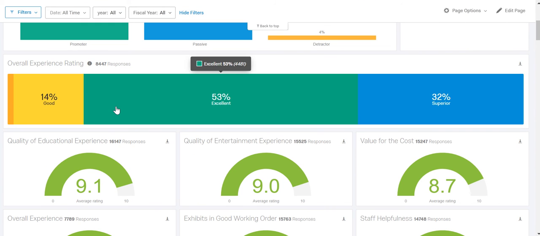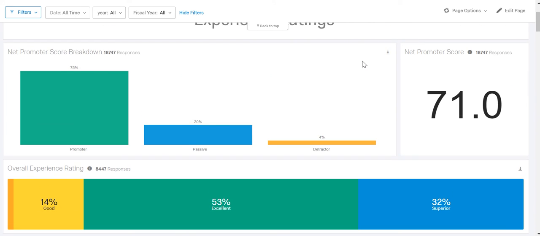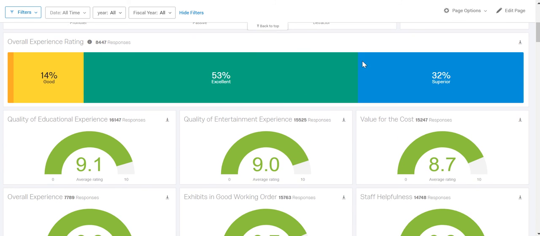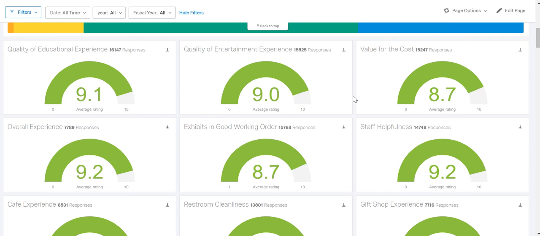This is a simple question on the survey asking visitors to rate their experience as poor, fair, good, excellent, or superior. Research from the museum field has suggested that this scale can provide more nuance in some ways than Net Promoter Score in separating visitor experiences that were excellent from those that were truly superior, but we like to have both scores together. These half-circle gauge charts below show the individual experience ratings that visitors rate on a scale of 0 to 10 on the survey.